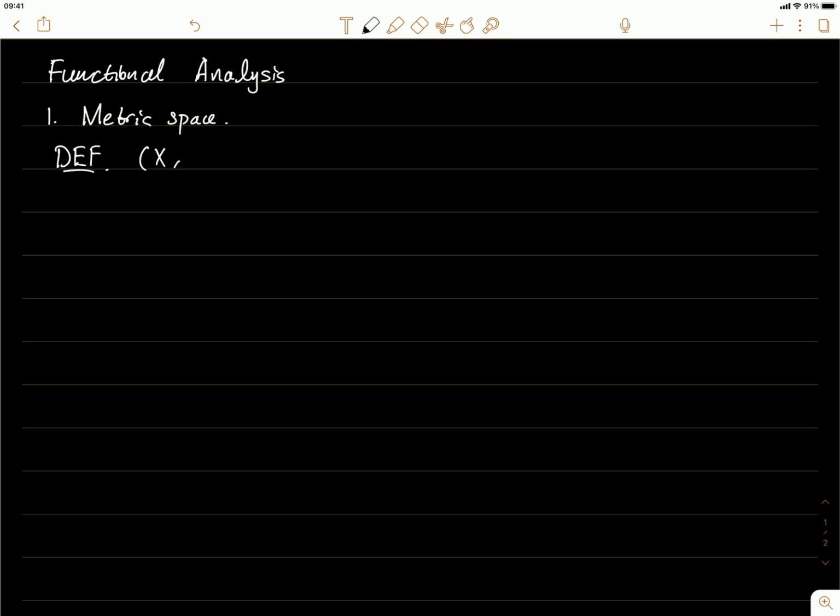We see that (X, d) is a metric space if this X is a set. It's a set of points. And this d is a mapping that can take any 2 points in this set X and return a real value. Okay? And this d must satisfy the following conditions.